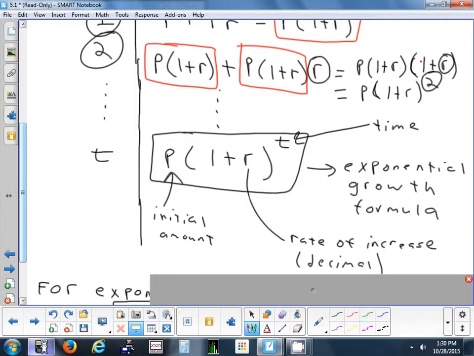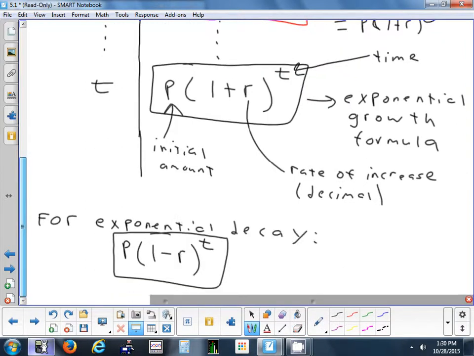Okay, so that's our formula for exponential growth. Okay, exponential decay, I'm not going to go through the whole process again, but basically just change plus to a minus. All the letters mean the same things.